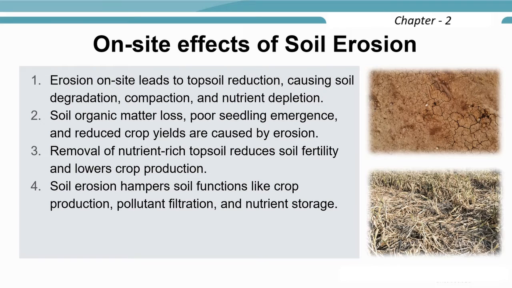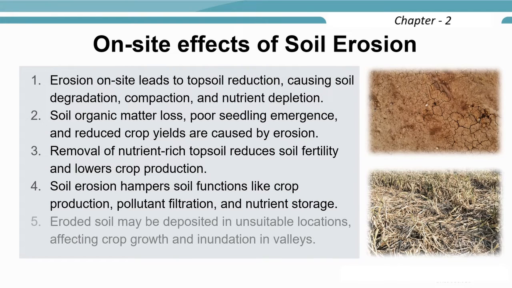Soil erosion hampers important functions such as crop production, pollutant filtration, and nutrient storage. The eroded soil can get deposited anywhere. It can get deposited at certain locations which are not suitable, and therefore it can affect the crop growth, and it can also cause inundation in valleys. So these are some of the on-site effects of soil erosion.